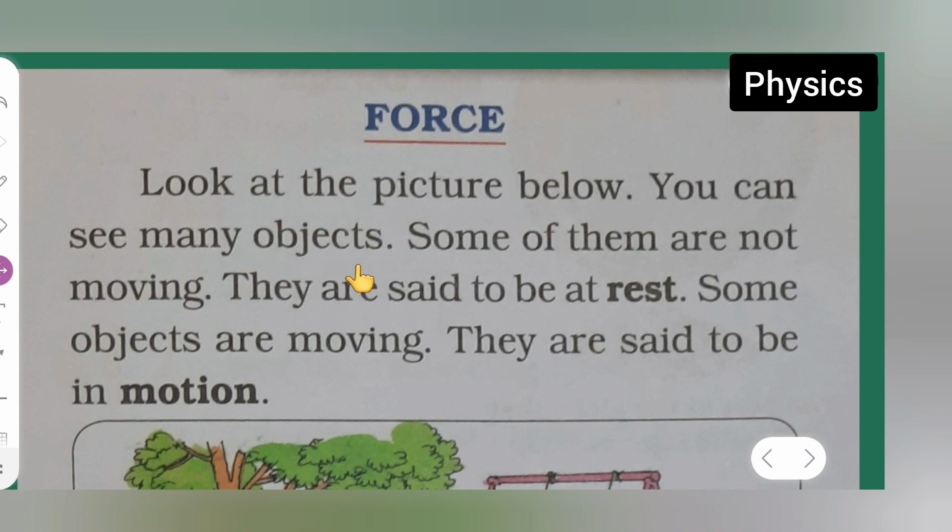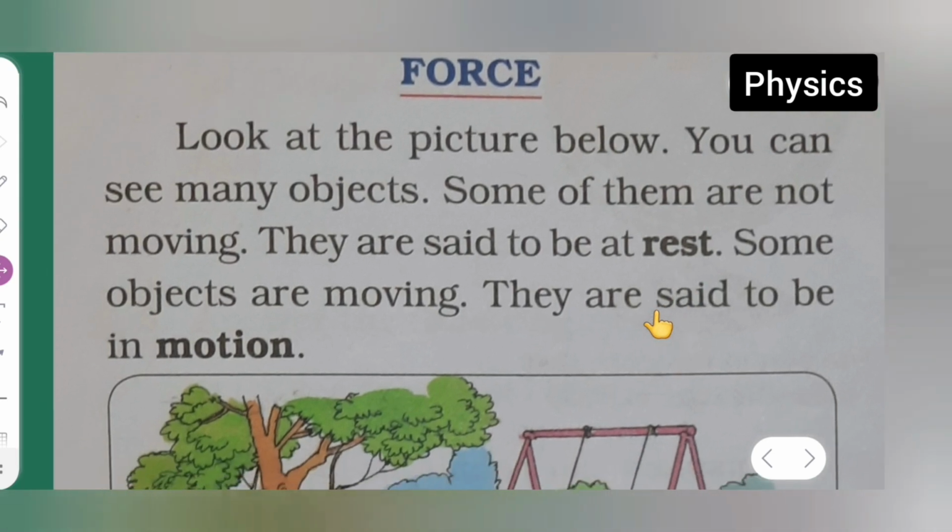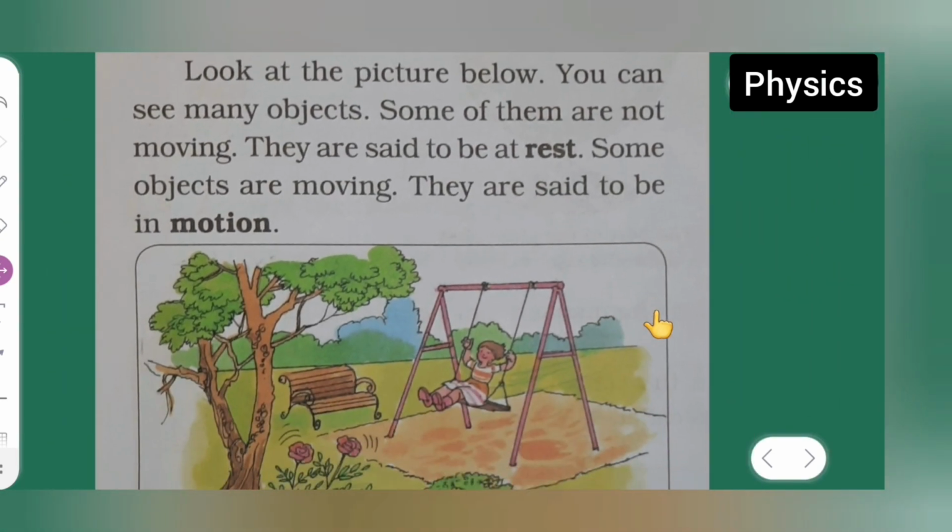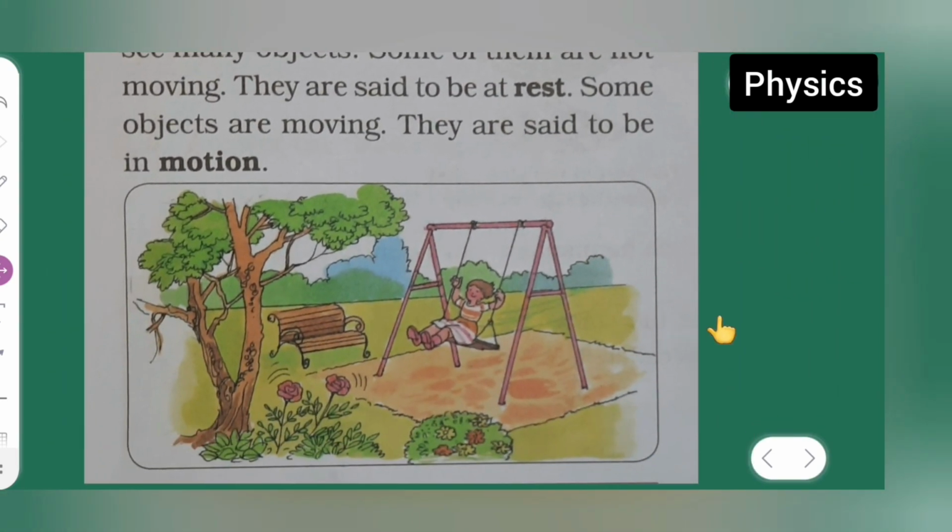You can see many objects. Some of them are not moving. They are said to be at rest. Can you all see the objects here? The objects are not moving, so they are said to be at rest. For example, you can see a tree which is not moving. There are a lot of things which you can see which are not moving. So they are said to be at rest.